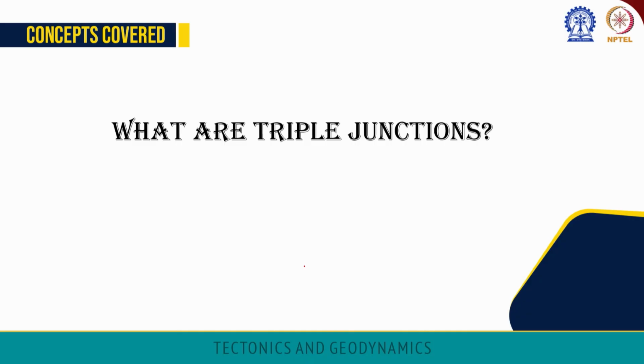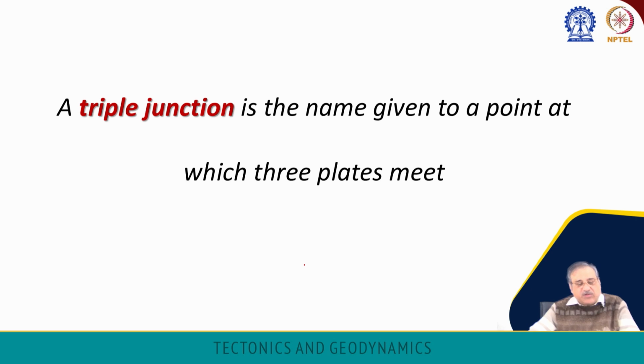Right. So, first of all, we'll just mention this particular term that we've used, triple junctions. What are triple junctions? Now, in the context of plate tectonics, a triple junction is the name that is given to a point where three lithospheric plates meet on the surface of the earth. That is what we conventionally call it.